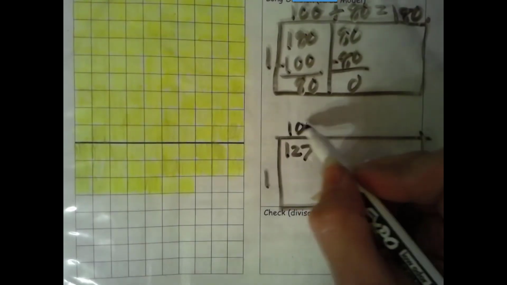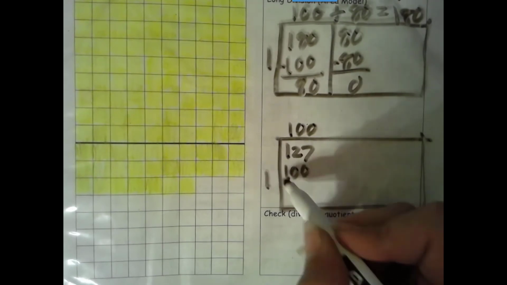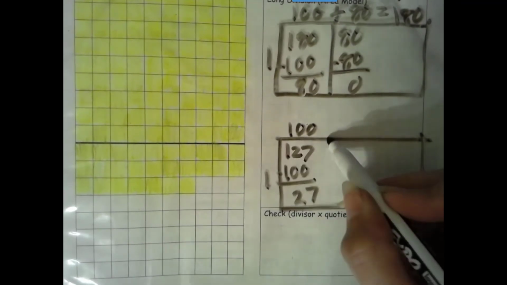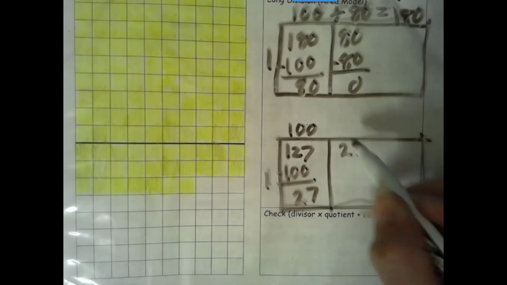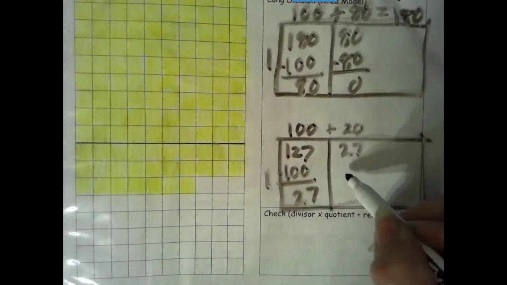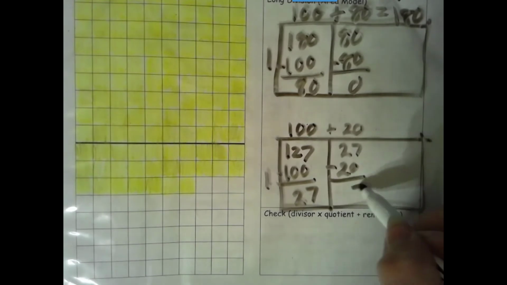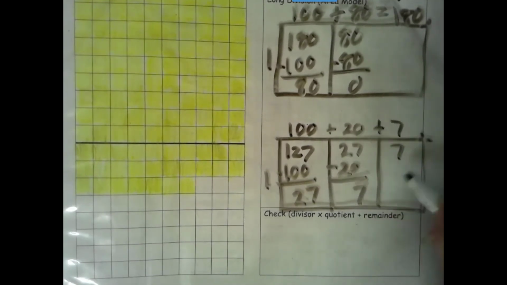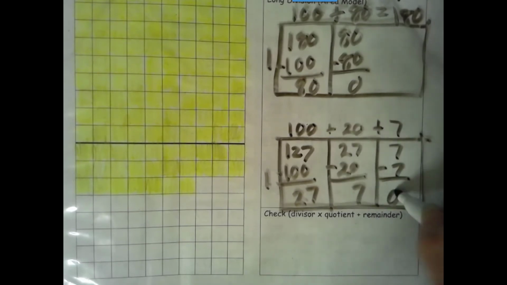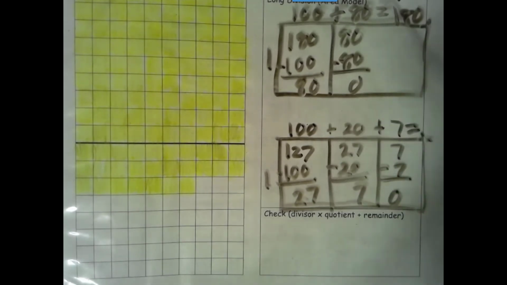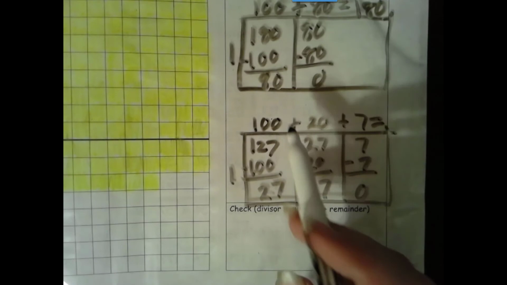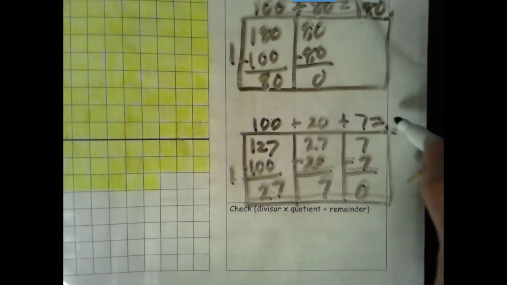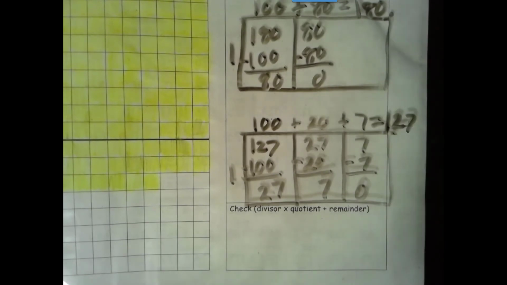Here, 100 times 1 is 100. More on top, no need to stop. Numbers the same, zeros the game. 20 times 1 is 20. More on top, no need to stop. Numbers the same, zeros the game. 7 times 1 is 7. Numbers the same, zeros the game. Add these together. We have pretty much the expanded form. 100 plus 20 is 120, plus 7 is 127.